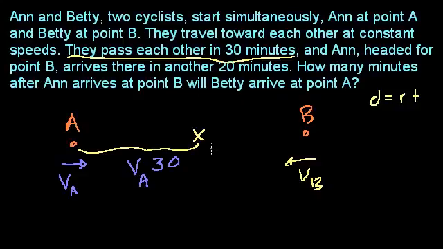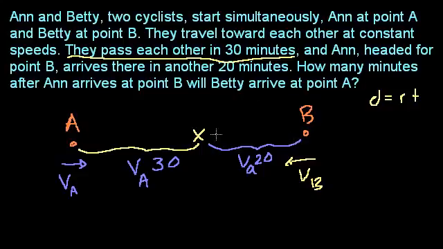So this is going to take her another 20 minutes. So this distance right here is what? She's going at the same velocity, but it takes her 20 minutes. So the distance is velocity times time, so it's VA times 20, or 20 VA. Fair enough. How many minutes after Anne arrives at point B will Betty arrive at point A?